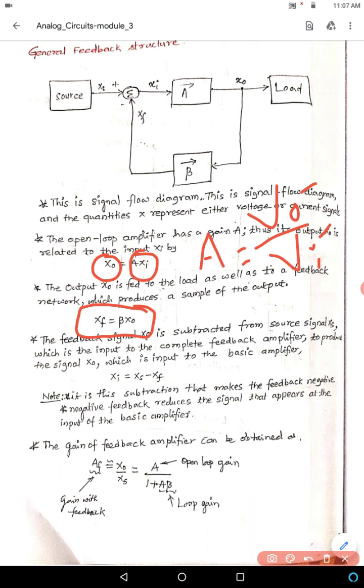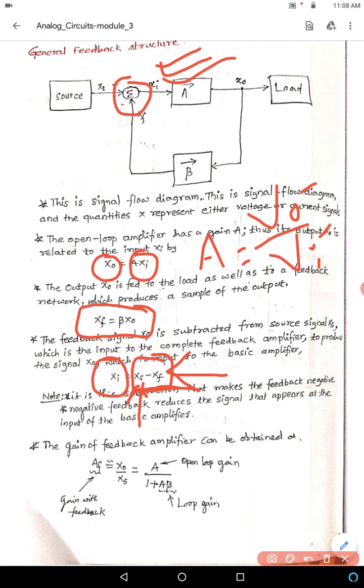Now we'll come to the overall input voltage Xi. You can see the summation here in the diagram, hence we can use Xs minus Xf. Xs is the source voltage, that is the main overall voltage. Xf is the feedback voltage that is provided from the feedback network. Hence the input voltage to the amplifier, Xi, will be equal to the source voltage minus the feedback voltage. That's how we write Xi equal to Xs minus Xf.